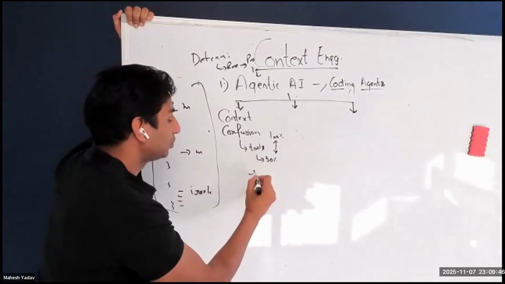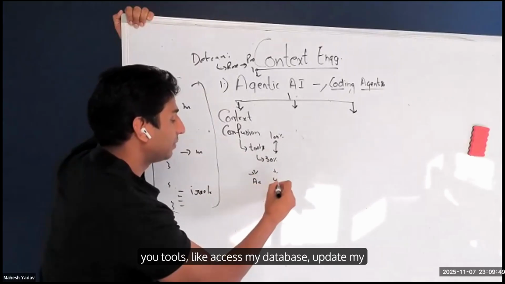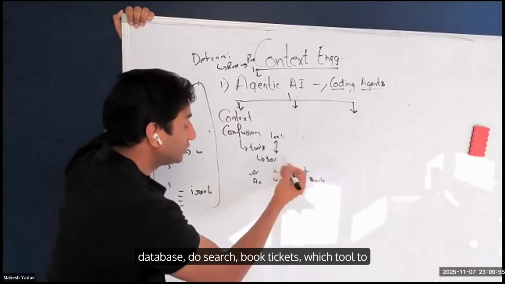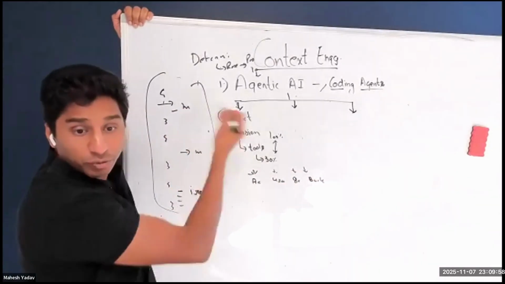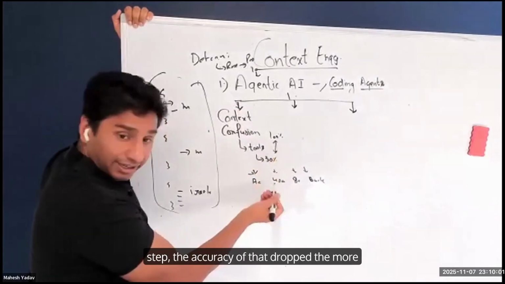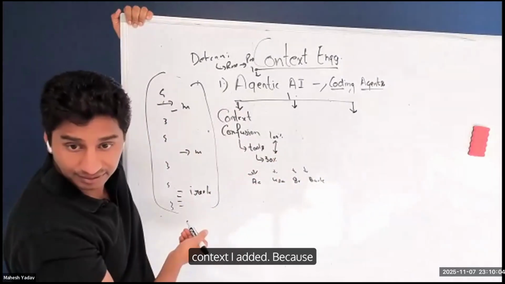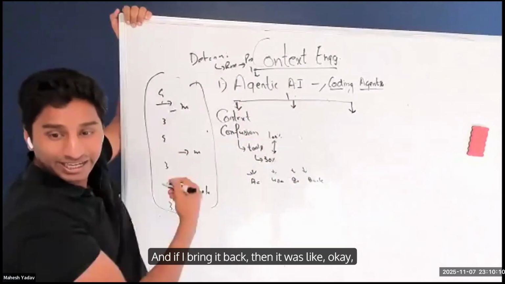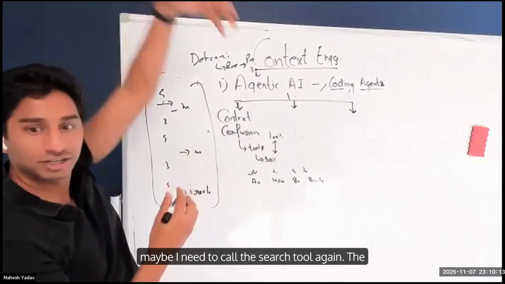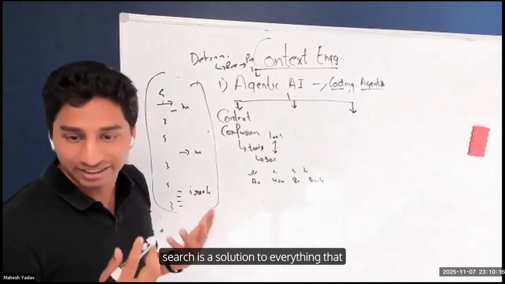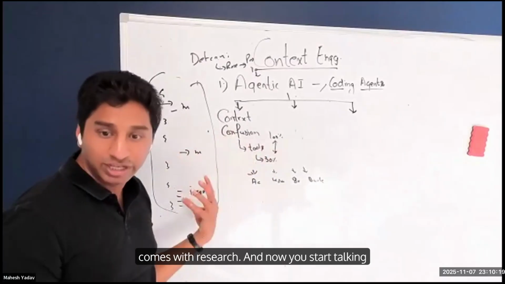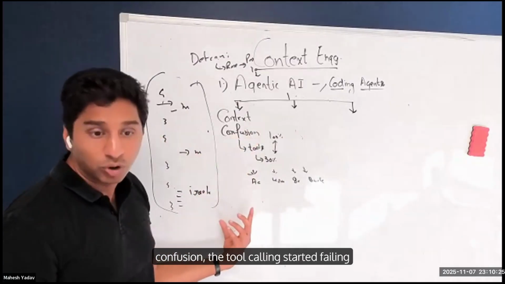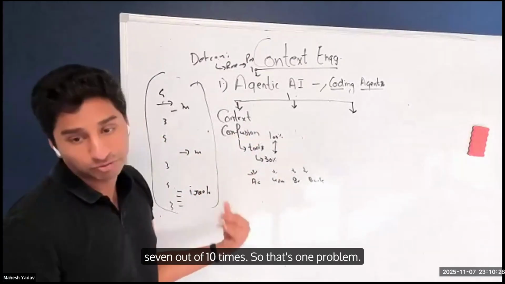That means if I give you tools like access my database, update my database, do search, book tickets, the accuracy of picking which tool to use based on the user query or the next step dropped the more context I added. Because there was just confusion: in the previous step it was this tool, and if I bring it back, then maybe I need to call the search tool again, because search is a solution to everything that comes with research. That's why there is a lot of that confusion, and because of it, tool calling started failing 7 out of 10 times.